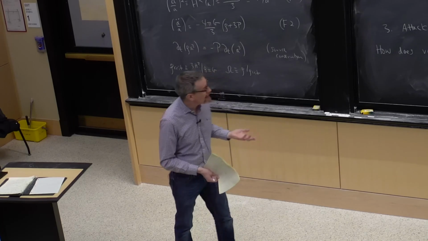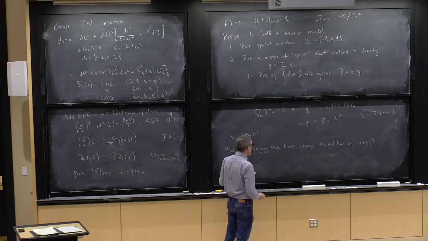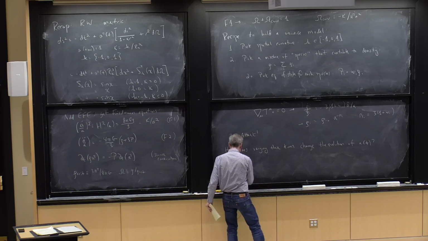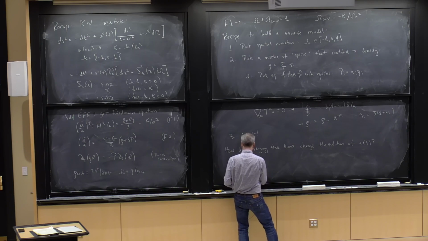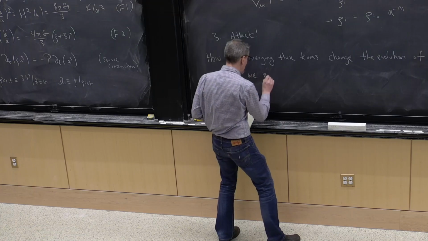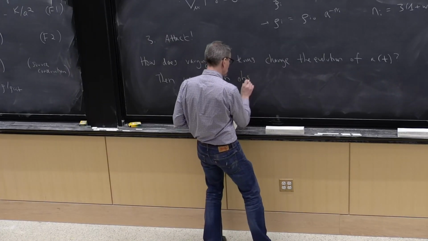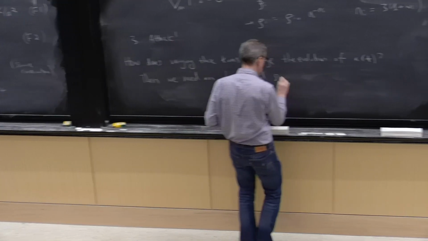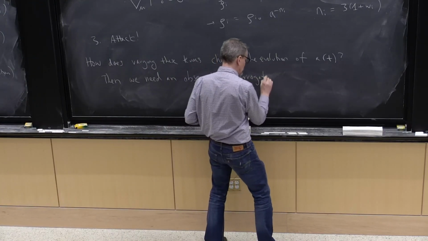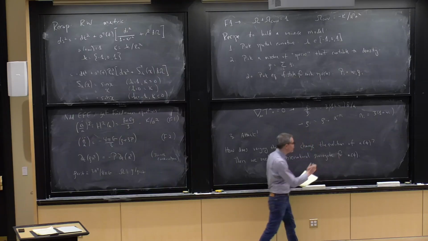But my goal as a physicist is then to compare this to data. And so what I need to do is to come up with some kind of a way. This will then be useful. We then need some kind of an observational surrogate for a of t. Okay?